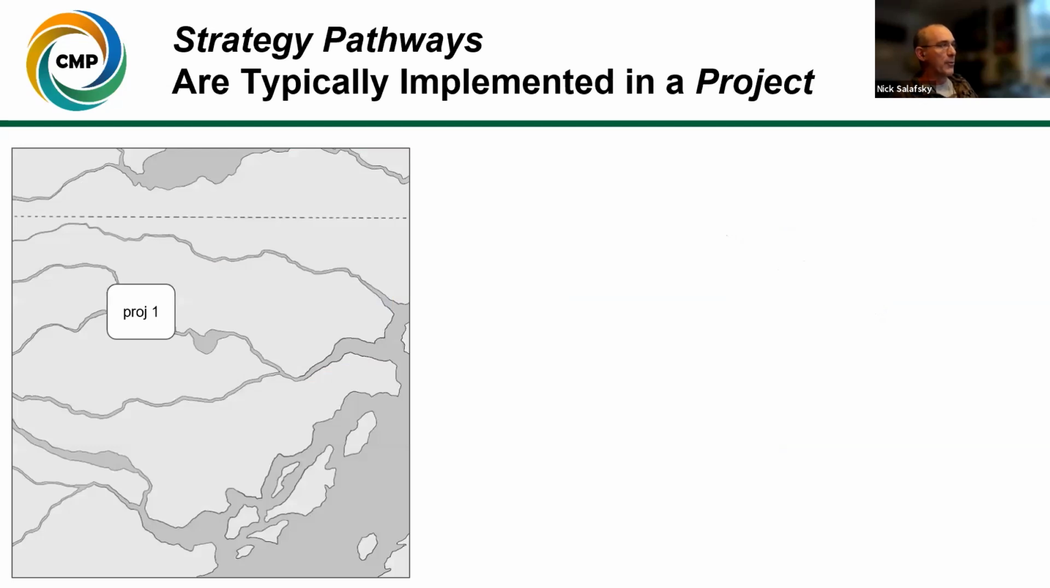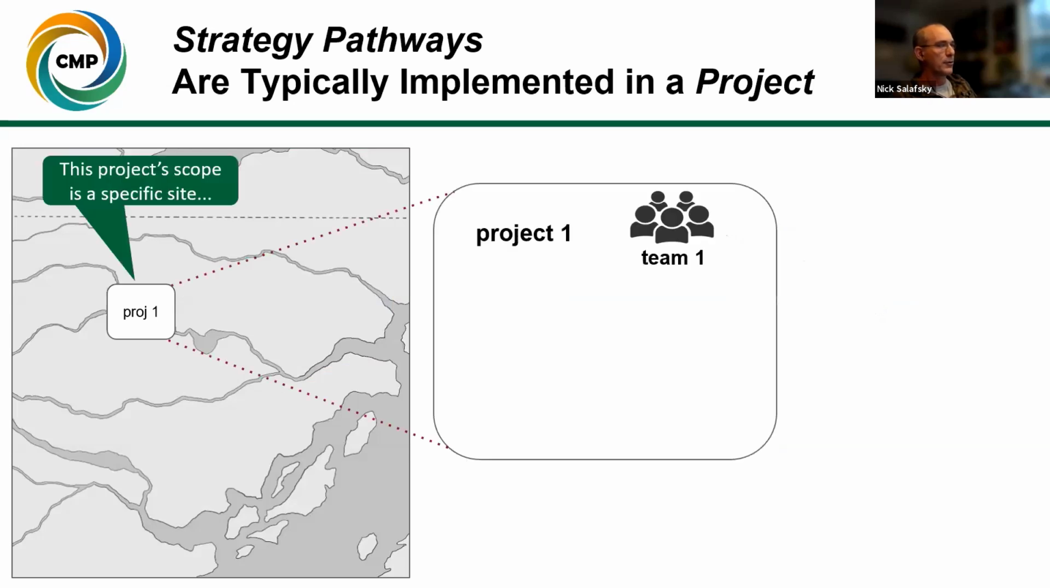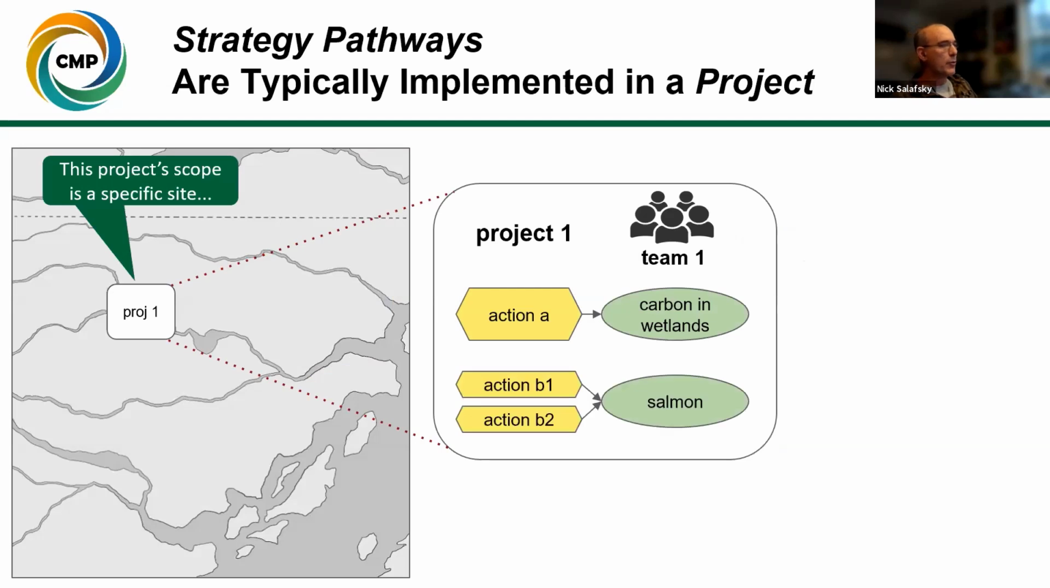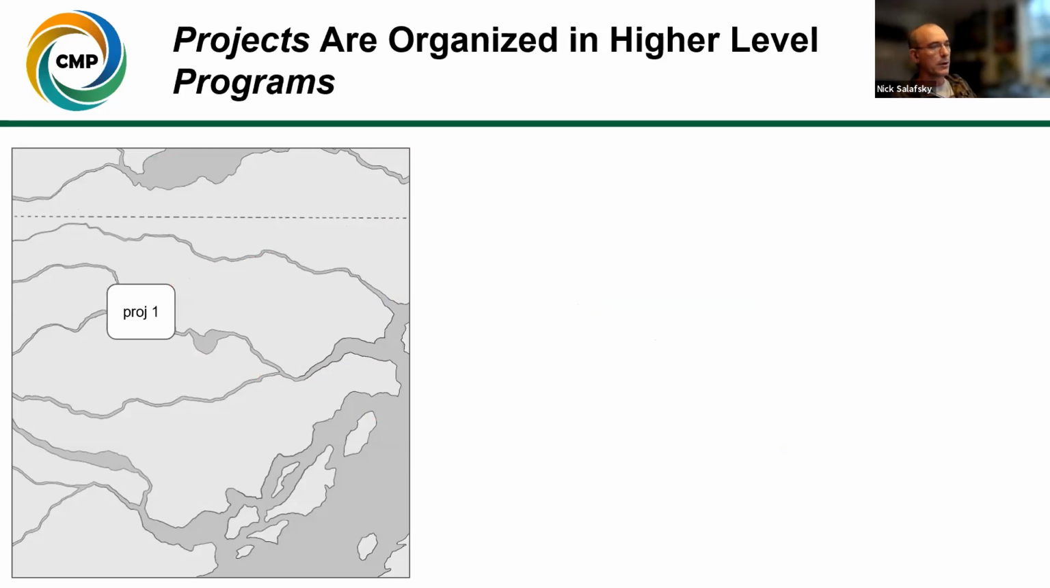Conservation strategy pathways sit in what we call a project. So a project is a group of people trying to accomplish something. So there's a team, and they may be doing one or more of these strategy pathways that they're trying to get done to change the world.